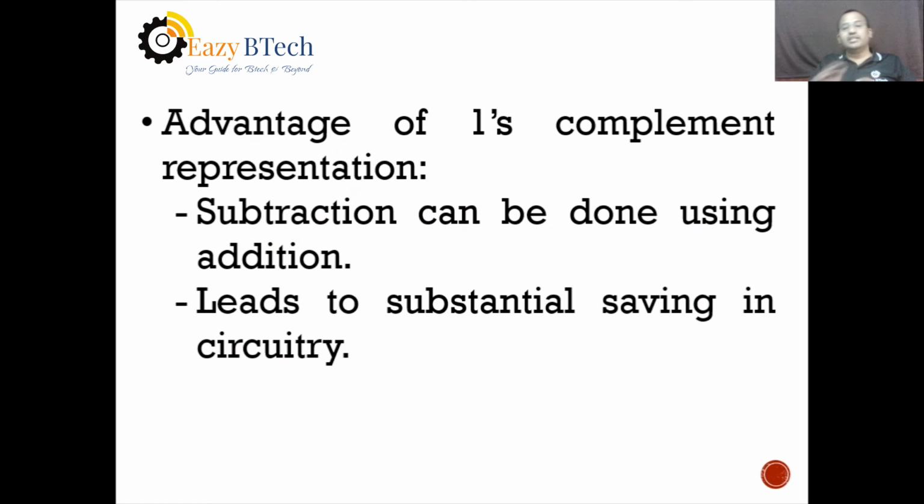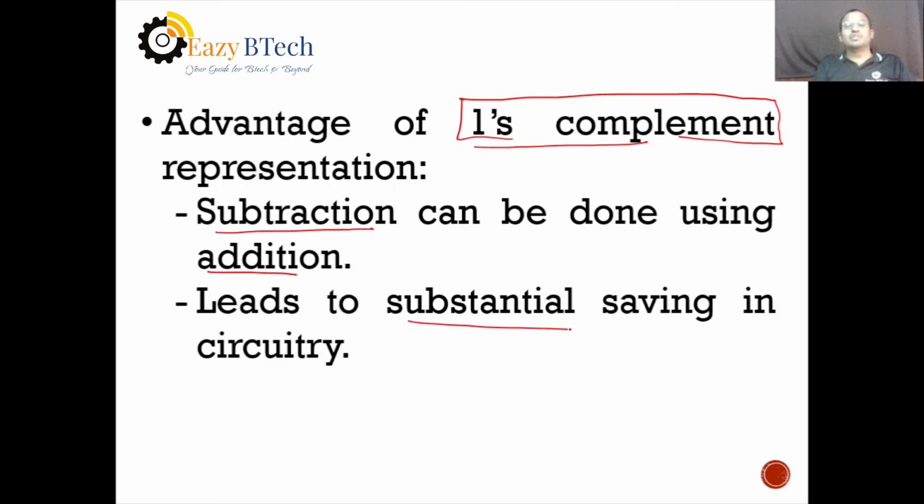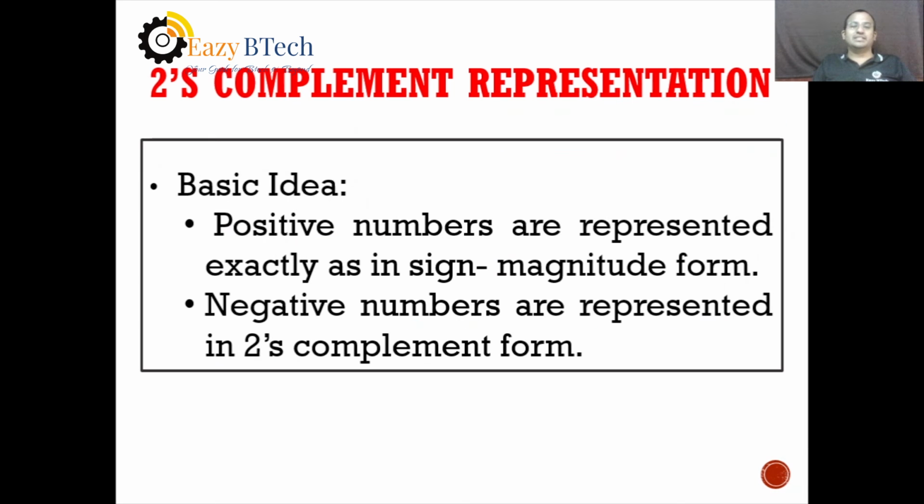But the advantage of one's complement representation is that the subtraction operation can also be done with its help. Like the addition operation, the subtraction operation we can convert into an addition operation. That is one of the advantages of one's complement representation. Thereby it leads to substantial saving in circuitry. We don't require two circuits for subtraction and addition. By using an adder circuit, we can do the subtraction operation also. That is the advantage of one's complement representation, right?